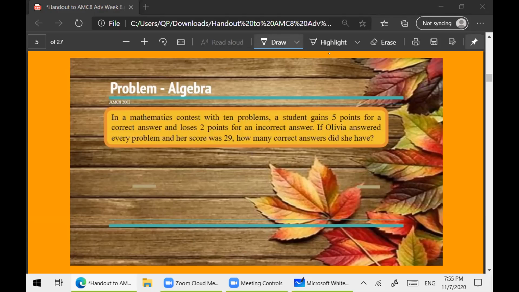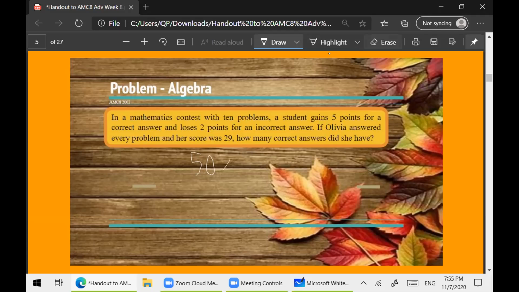So, you could just set up a system of equations with A correct problems and B incorrect problems, but there's a faster solution. So, basically, we can think of this as the score on this test is 50 points, and for each wrong answer you get, you lose 7, and a blank answer loses 5 points, but we know Olivia answered every problem, so we can just think of it as losing 7 points for an incorrect answer.